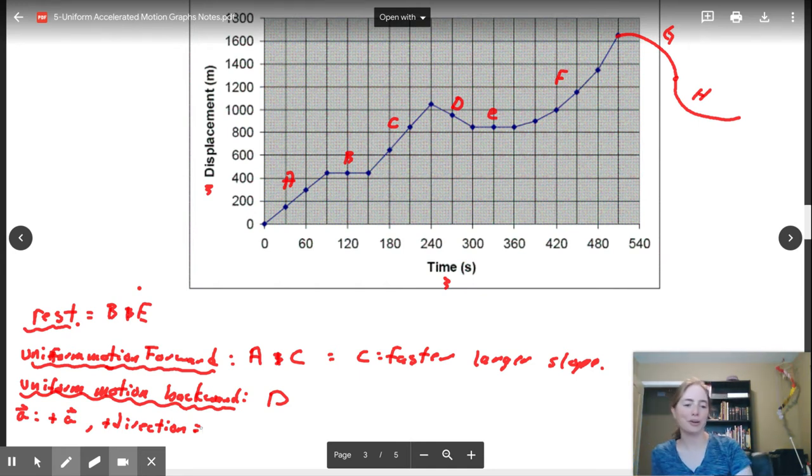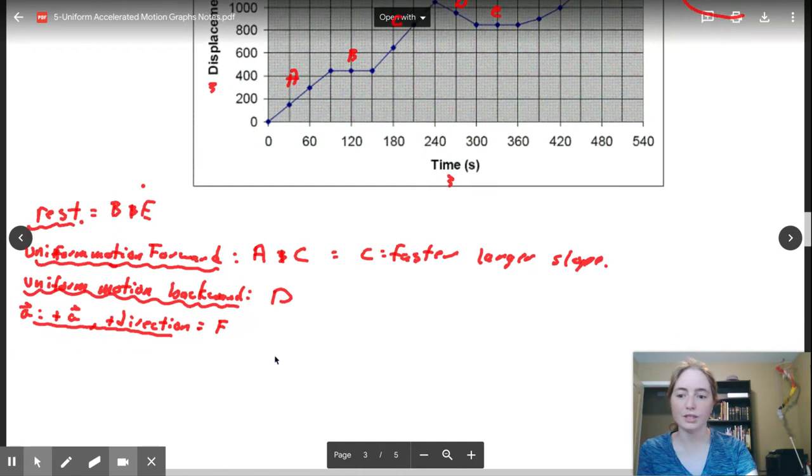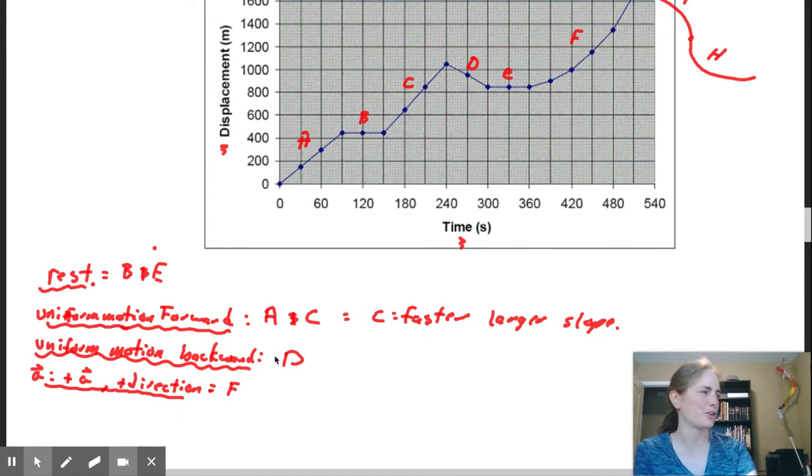Which line is that going to be? F. Okay, how do you know? It's curving upwards in that easterly direction. Okay, so we've added a couple more on here just because we can. We have G and H left. So let's look at what each of these are. Now, look at G. That's a weird shape.